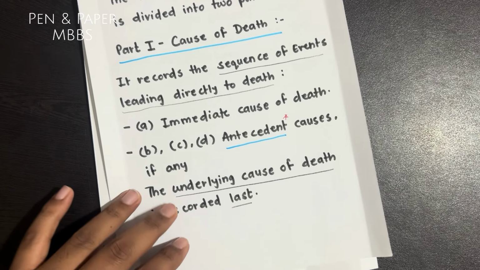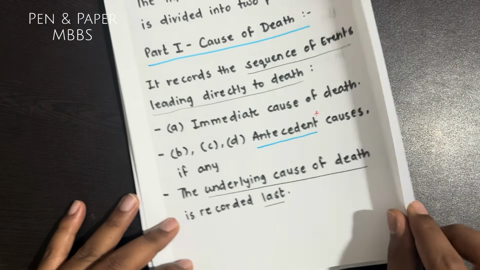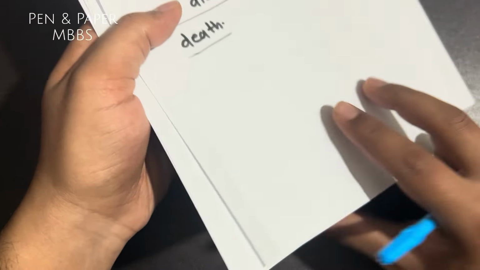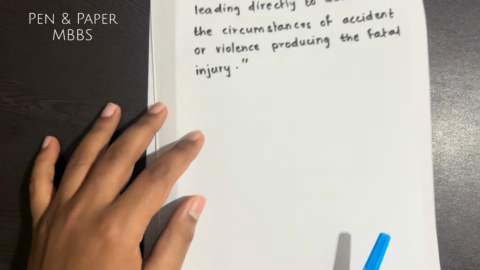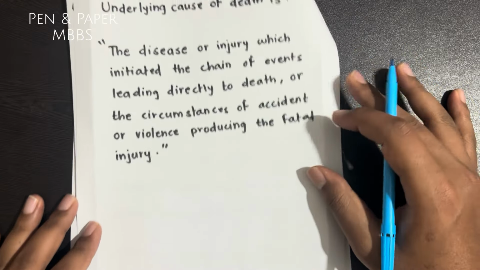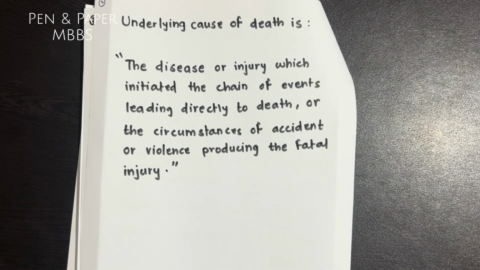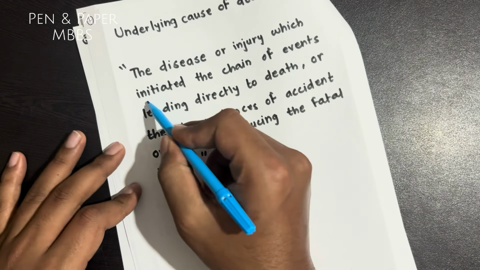Now, underlying cause of death is defined as the disease or injury which initiated the chain of events leading directly to death, or the circumstances of accident or violence which produced the fatal injury. In exams, always underline the phrase initiated the chain of events.